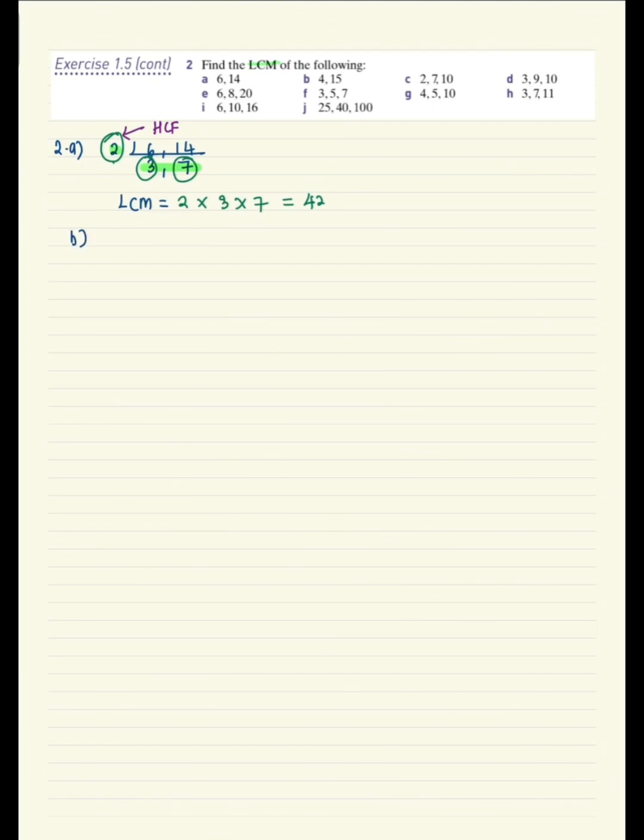Let's take a look at question B. 4 and 15. They do not have a common number that they are divisible by. So your lowest common multiple is simply 4 multiplied by 15, which is 60.